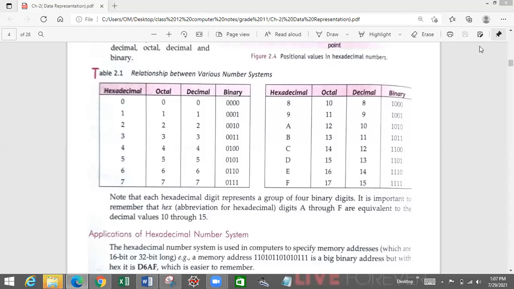In hexadecimal, 0 is 0, octal is 0, decimal is 0, but in binary it is 0, 0, 0, 0. So here we are taking 4-bit notation. Every number is represented using 4 bits. So if you want to represent 1 in 4 bits, the rest of the things are the same, but in binary it is 0, 0, 0 and 1.